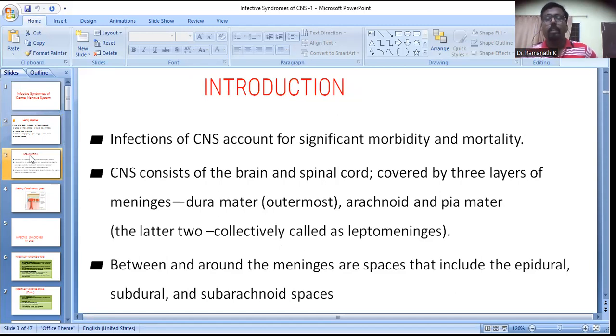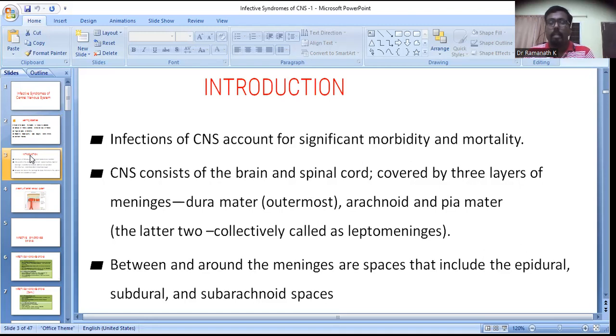So coming to the introduction of the topic, first we should know the central nervous system infections account for significant morbidity and mortality. And you should know the different parts of the central nervous system, which mainly consist of brain and spinal cord. These organs are mainly covered by the meninges. This meninges is having three layers, that is the outermost dura mater, middle arachnoid mater, and the inner pia mater.